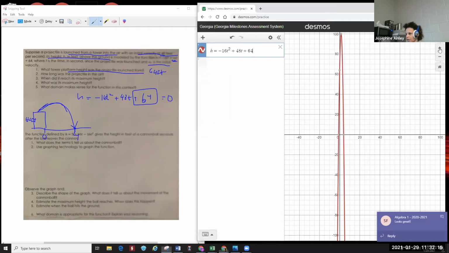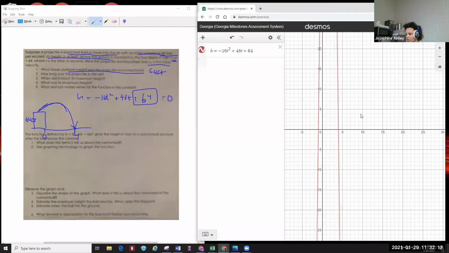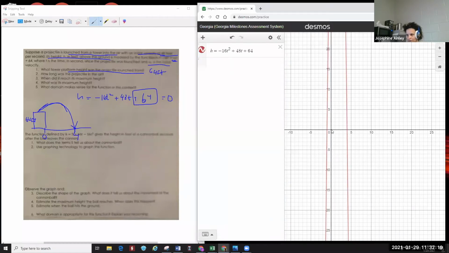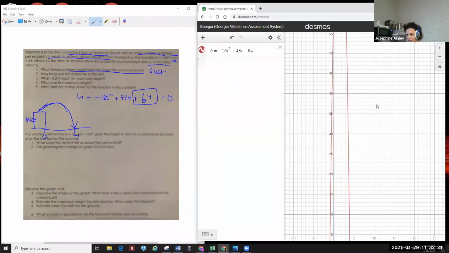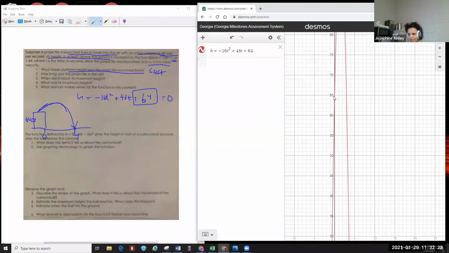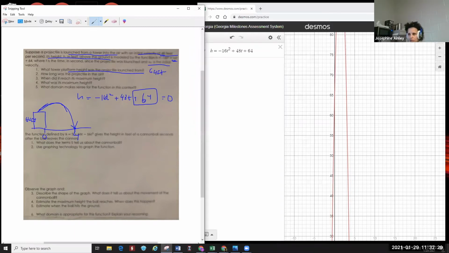Now, if you zoom in a little bit, you'll see that at 0, it wasn't on the ground, right? Because when we looked a few minutes ago, it was at 64. So it hits the ground 4 seconds later. How long was it in the air? 4 seconds.